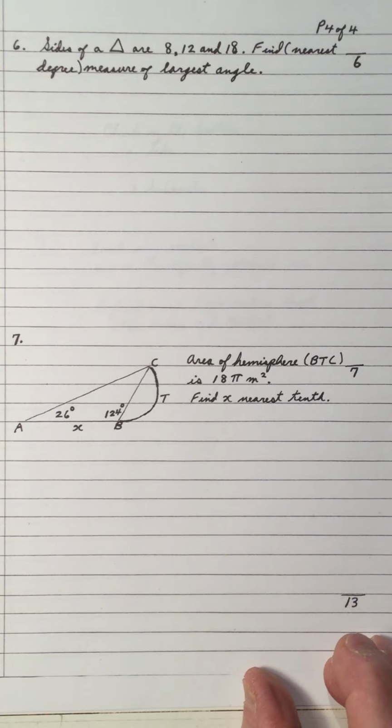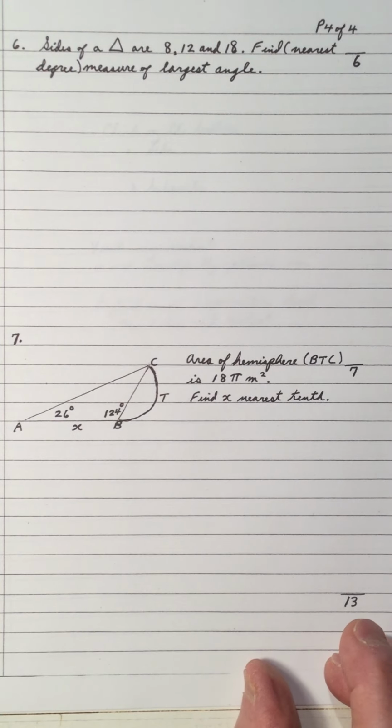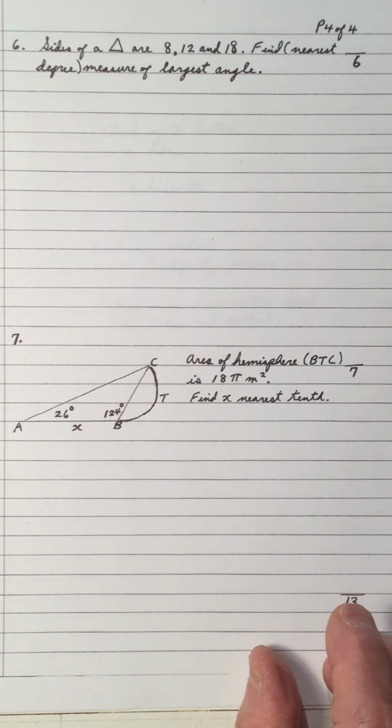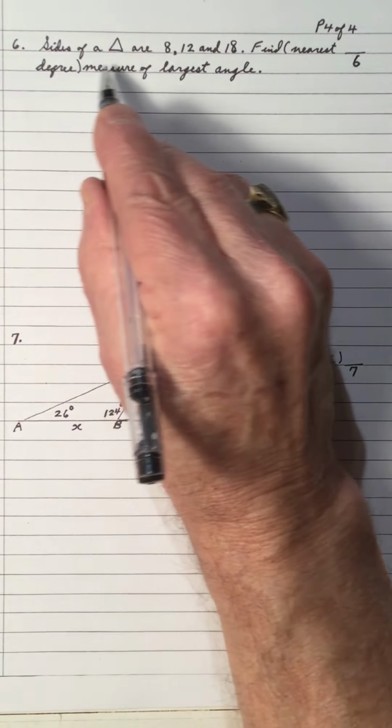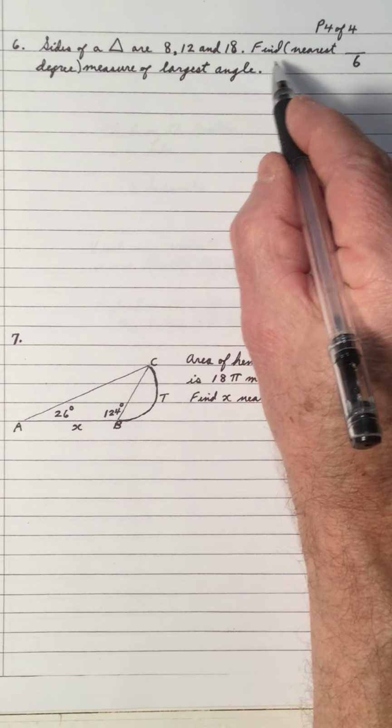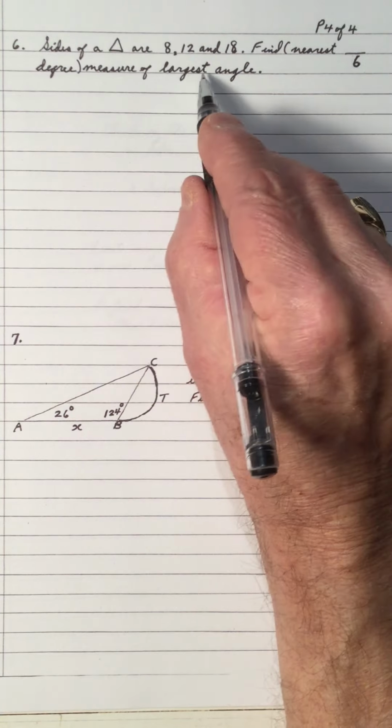Okay, and we have a couple more problems to do. Don't forget to pause your video and work it out first. Sides of a triangle are 8, 12, and 18. Find to the nearest degree the measure of the largest angle.